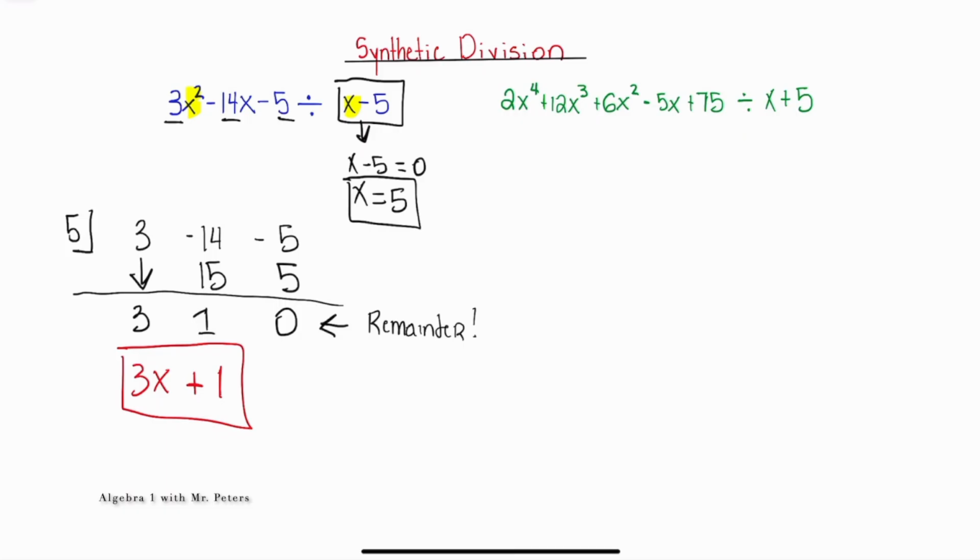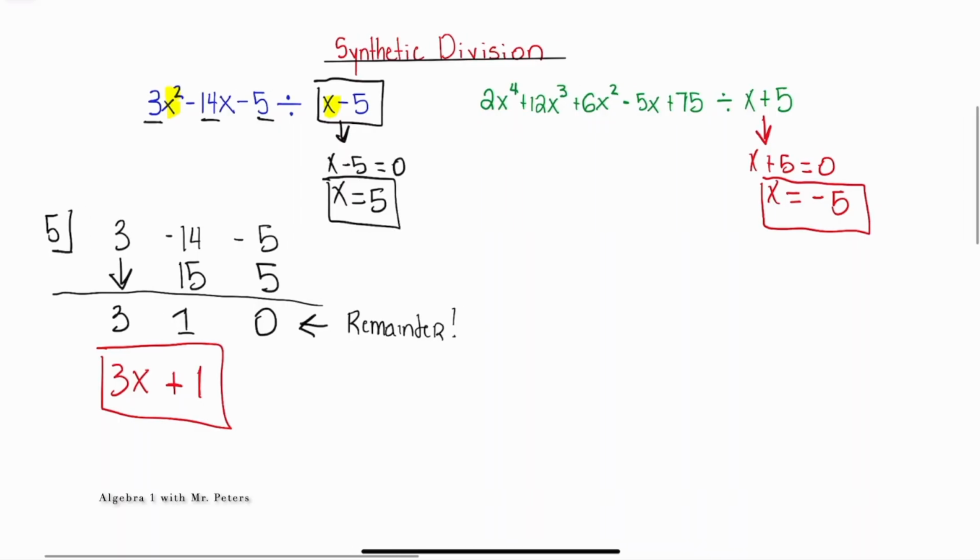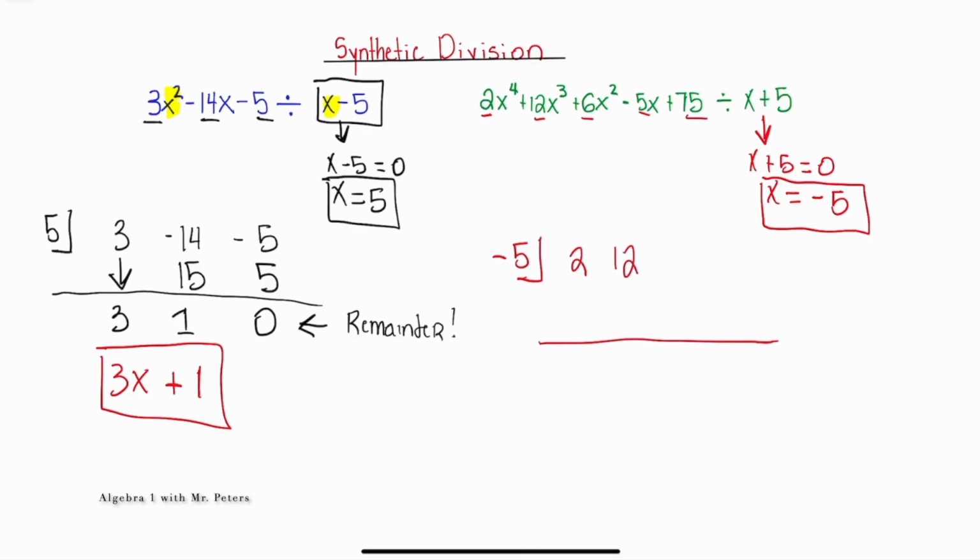Now in example number 2, this one is going to be a little bit more tricky because there's more terms for us to deal with, but the process is the same. So we set up what we're dividing by equal to 0. This one is different. It's going to be x is equal to negative 5. So now that we have negative 5, we're going to set this up and write the coefficients out. So that means we have positive 2, 12, 6, negative 5, and positive 75.